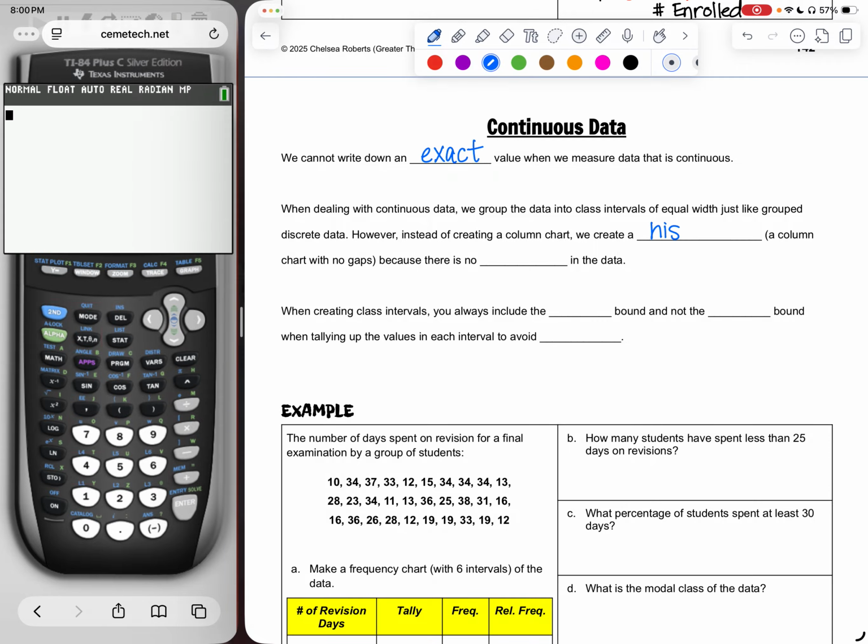And a histogram is basically a bar chart where the bars touch. All right. And the reason why we don't have any gaps is because there is no break in the data. Okay. So when creating your class intervals, we always include the lower bound, but we don't include the upper bound. And the reason why we do this is to make sure that we avoid overlap.